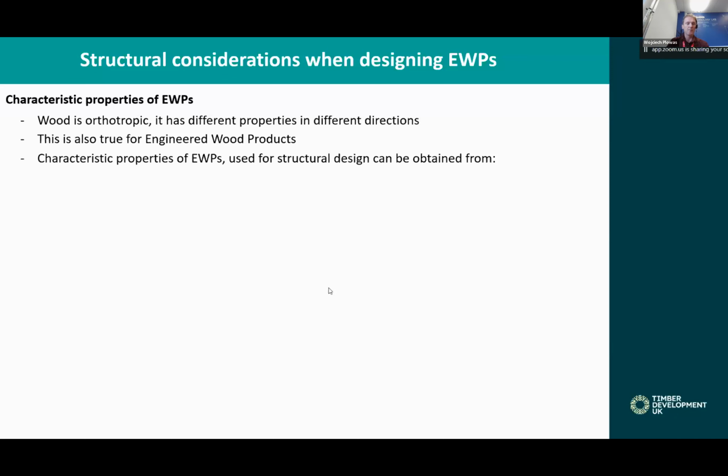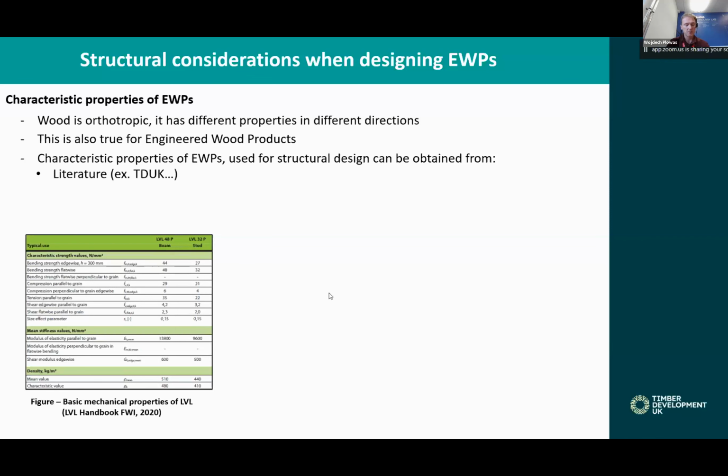The characteristic properties of engineered wood products used for structural design can be obtained from literature. For example, TDK have a vast library of resources that you can refer to, and I'm going to include the link in the following slides about how you can access this very useful literature. This is, for example, the characteristic properties of two types of LVL. So you have to be mindful about the actual products you're using, and then refer back to the table of properties. Please keep an eye on the direction in which your load is applied, whether it's parallel or perpendicular to the grain, because the resistances will differ.